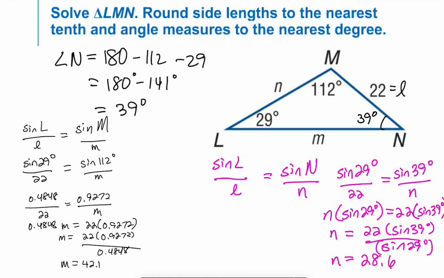Now let's just do a little quick check. Our smallest angle 29 was across from the smallest side 22. Our medium angle 39 is across from the medium side 28.6. And our largest angle 112 is across from our largest side 42.1. It's not a bad idea to just always make that quick little check, because if those relationships hold, you probably did it right. Okay. Does anybody have any questions about how we apply the law of sines?